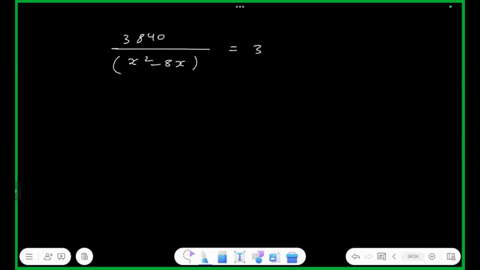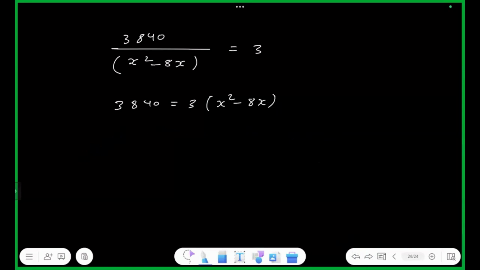It will get multiplied with 3. So what I will get actually, 3840 is equal to 3 multiplied with x square minus 8x, and then 3840 is equal to 3x square minus 8 into 3. 8 into 3, how much? Okay, you can do one more thing here. Look, in this question you can do this. You know what we have got till yet.